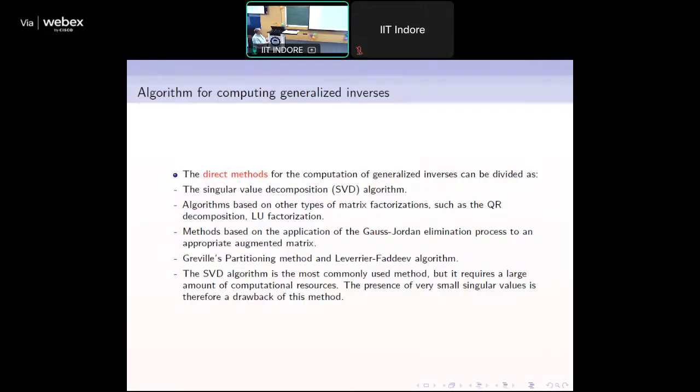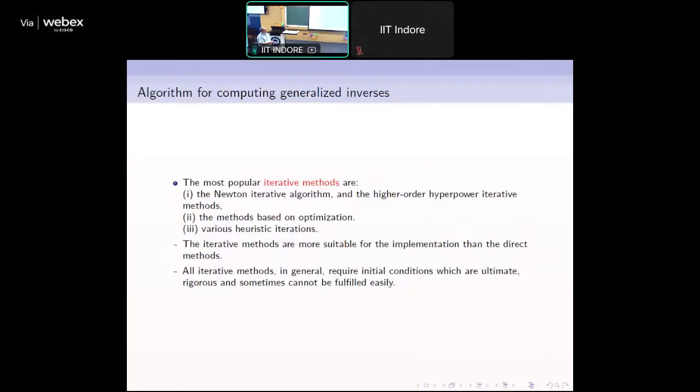The main direct methods are methods based on singular value decomposition, methods based on other matrix decompositions, such as full rank decomposition, QR, LU decomposition, methods based on Gauss-Jordan elimination, and the Greville partitioning method with the RFADEV algorithm. SVD is the main one and is typically used.